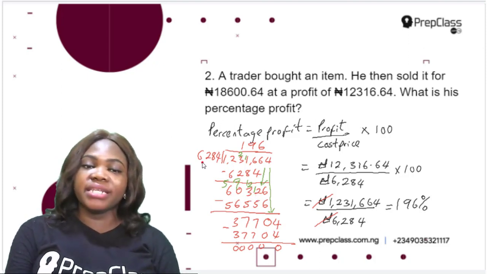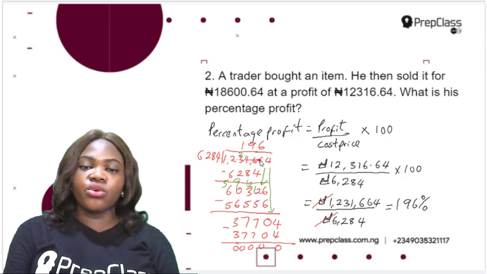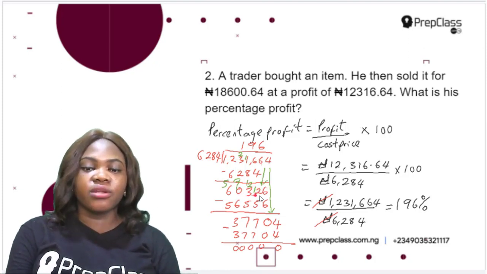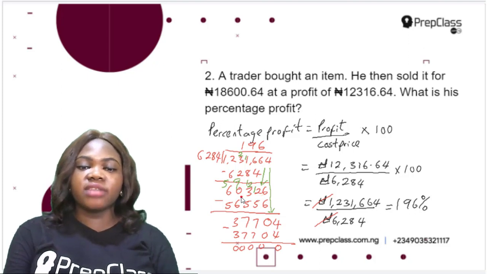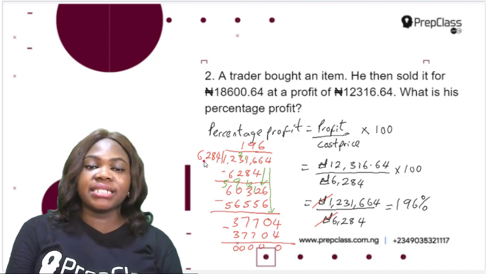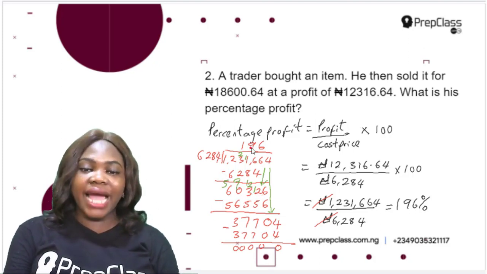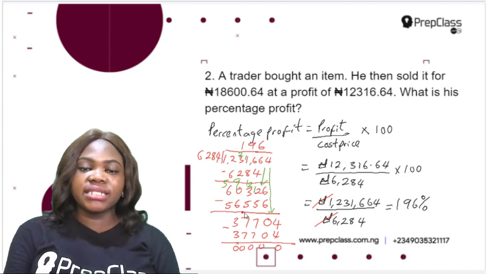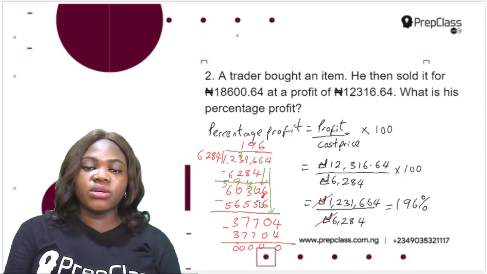6,032 is not divisible by 6,284. So we have to drop down the next digit, which is 6. So this becomes 60,326. 60,326 divided by 6,284 is 9. 9 times 6,284 is 56,556. So now let's subtract.